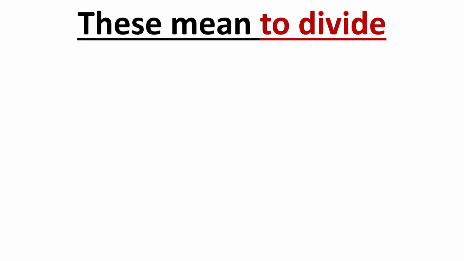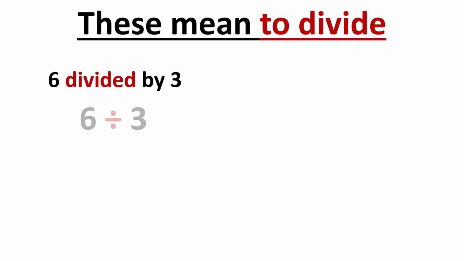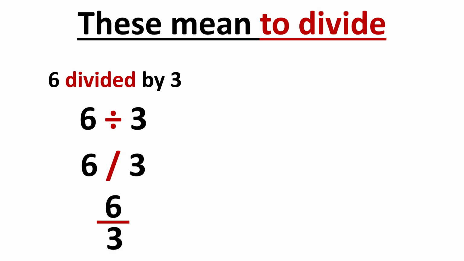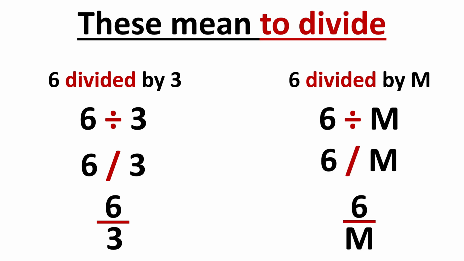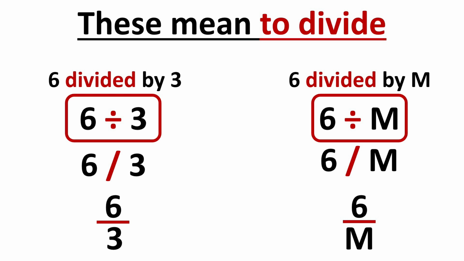Likewise, there are many ways we can show the division operation. We can use words like 6 divided by 3. We can use a division symbol. We can use a slash, and we can use a horizontal bar. If we were using a letter, like the letter m, then we would write 6 divided by m. We could write this using the division symbol. We could write this using a slash, or we could write this using a horizontal bar. All of these mean division. If possible, we suggest that you use the division symbol. This will help avoid confusion and errors.